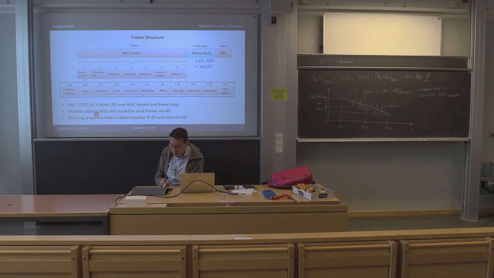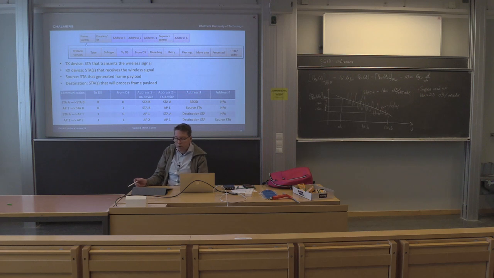We have these multiple address fields. We'll talk about that in a second. And the meaning of these address fields depends on the to DS and from DS flags. So let's look into this. Again, in the frame header, we have 4 address fields here: address 1, 2, 3, and 4. And then we have 2 control bits, to DS and from DS.